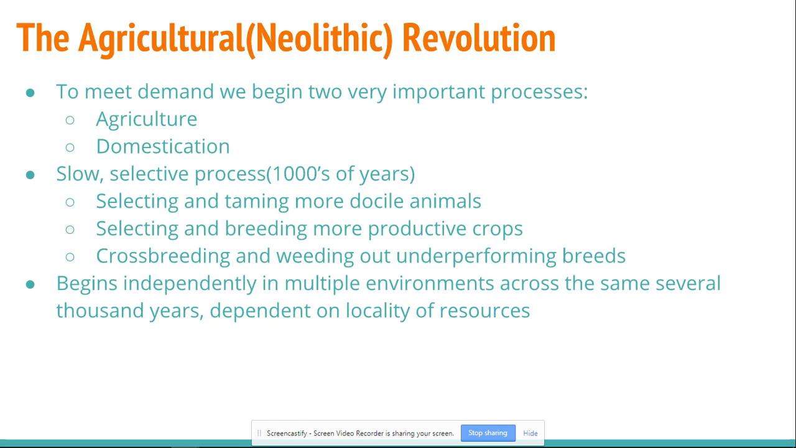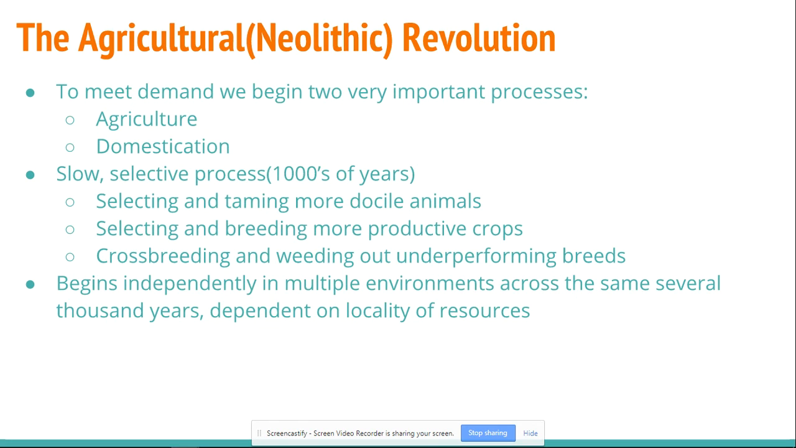And again, we do this by breeding and crossbreeding animals, weeding out the underperforming breeds and the underperforming seeds. So as we spend thousands upon thousands of years of doing this, we begin to see several specific plants and several specific breeds of animals that are willing to be tamed by us. They are willing to produce in large numbers the things that we need. And we are doing this independently in multiple environments across several thousand years. For the most part, it really depends on just the locality of resources. The plants that exist naturally in that area that are cooperative and that are able to be domesticated really depend on what you have at hand.